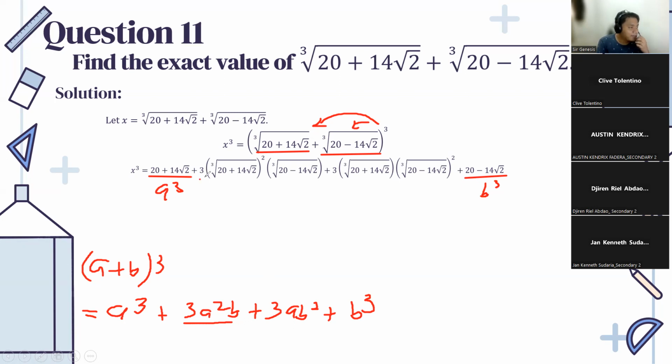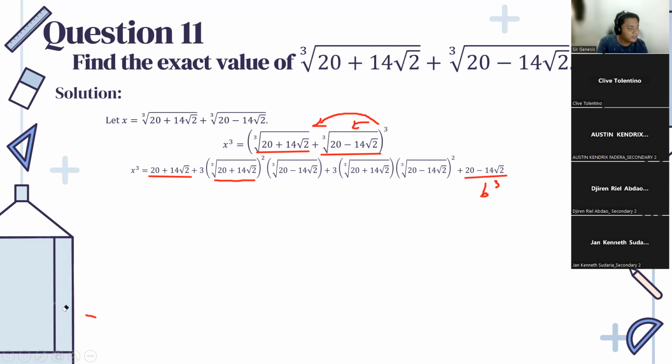So we have 3 multiplied to cube root of 20 plus 14 square root of 2 squared multiplied to cube root of 20 minus 14 square root of 2, and for this one plus 3 multiplied to cube root of 20 plus 14 square root of 2 multiplied to cube root of 20 minus 14 square root of 2 squared. Now it might actually seem very tiring at first. However, it's not necessary to simplify that one.